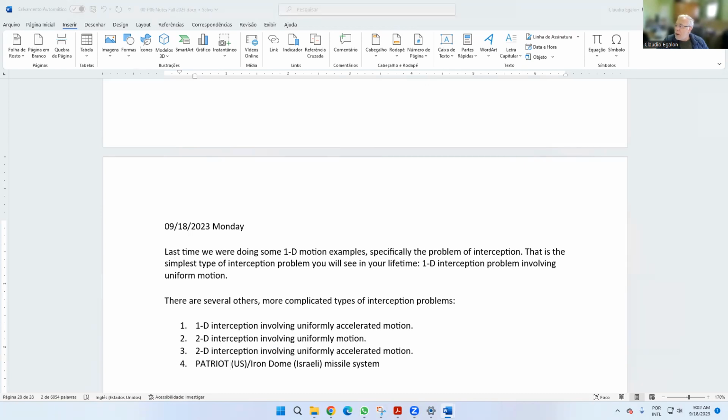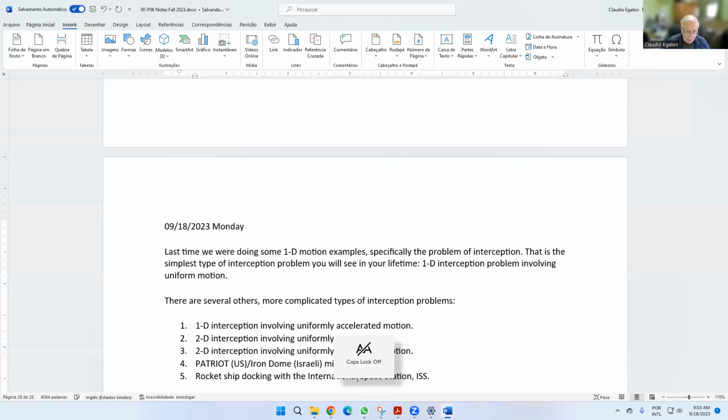How can you tell someone not to attack someone who used aggression against you, right? That's what the US was telling the Israelis at that time. So there are different types of intersection problems, and there is also the case of a rocket ship docking with the International Space Station, ISS. That's another type of intersection problem, but it's a far more complicated one.